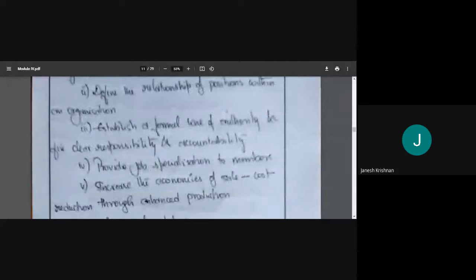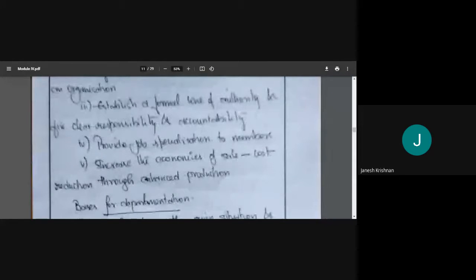Then provide job specialization to members. So in your department, so engineers, you were all grouped together, right? So all of you are having civil engineering background. So what happens in our company? We might need someone for architecture. Okay, 3D architecture might be needed. Or structure designing may be needed. What we'll do? We'll have specialization.